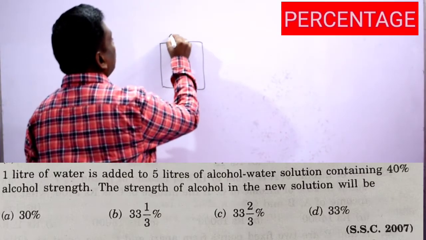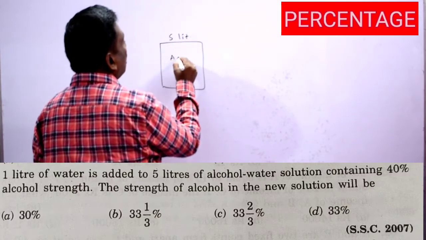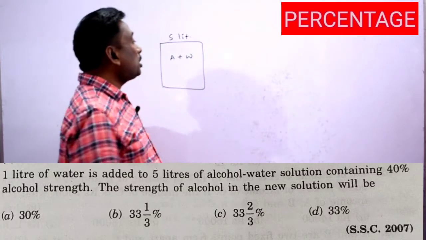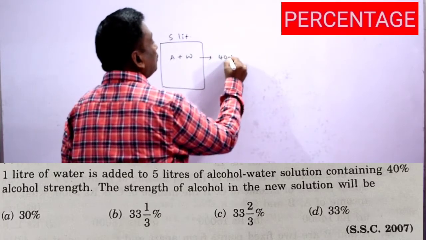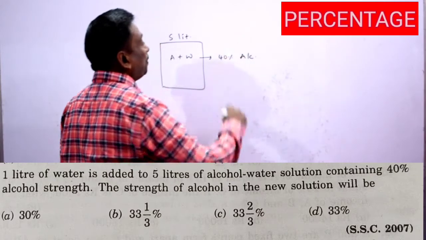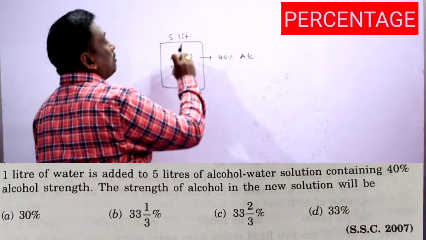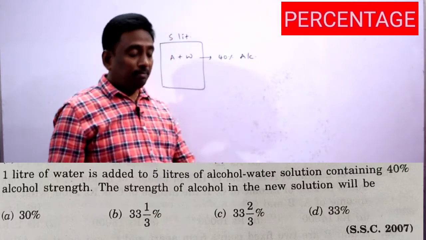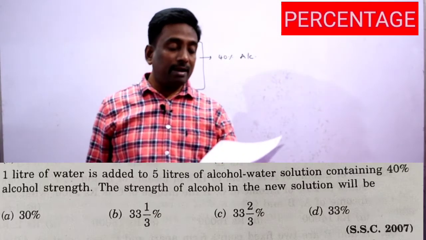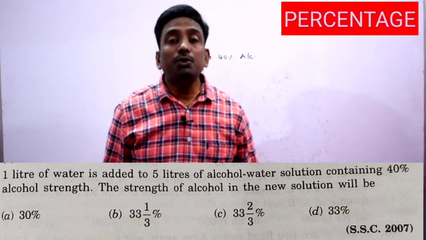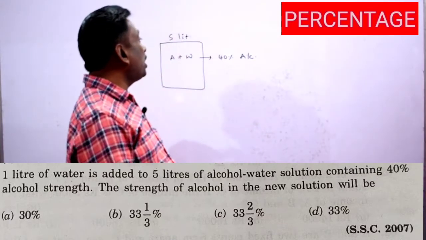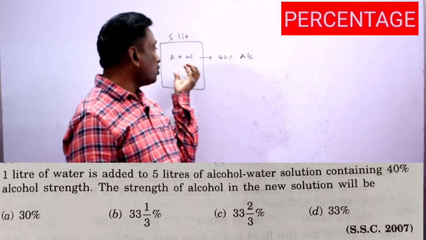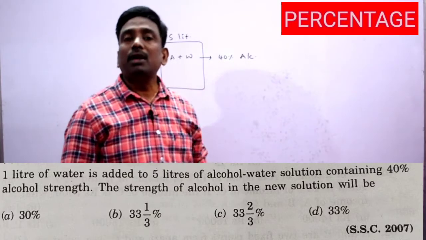Here a 5 liters alcohol and water solution is there containing 40% alcohol. In this mixture, total 5 liters of alcohol water mixture is there. In this mixture 40% alcohol is there. If 1 liter of water is added, we are asked to find the strength of the alcohol in the new mixture. Whenever you add 1 liter of water to this solution, find the strength of the alcohol.